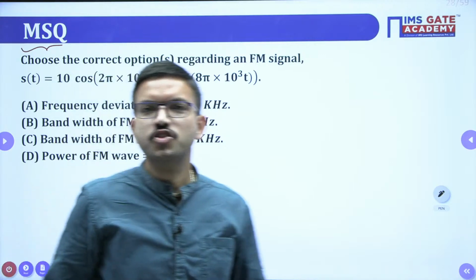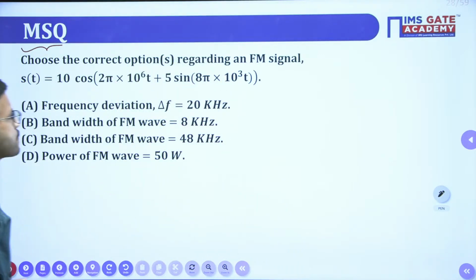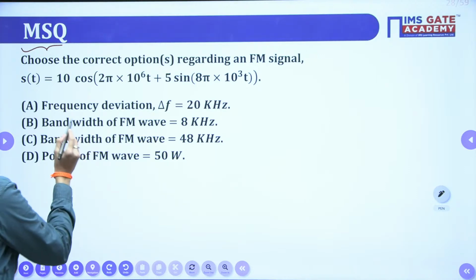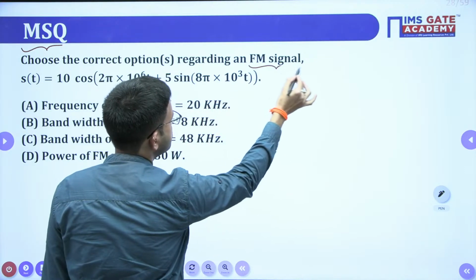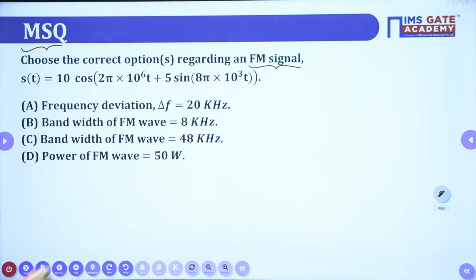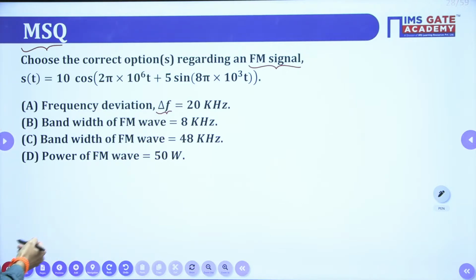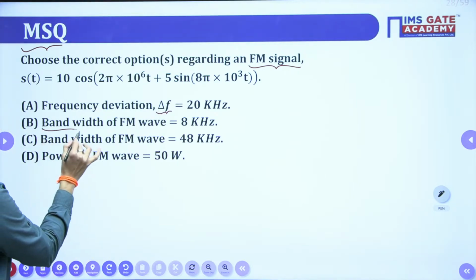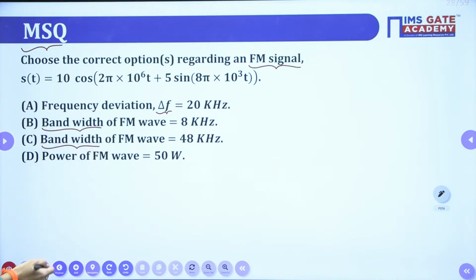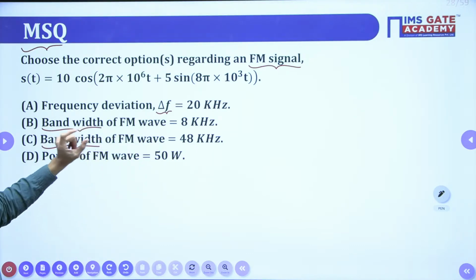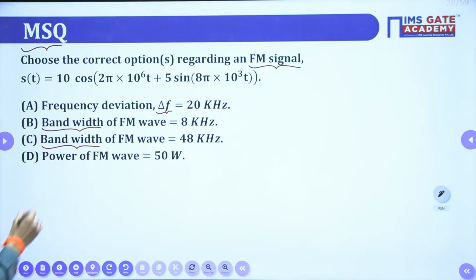Yes, very good, Tushar. So here they have given an FM signal expression like this, and for this FM signal they have given choices. If you observe the choices, in one choice you have the frequency deviation delta F, and in two choices you have bandwidth. Since you have two different values, obviously only one bandwidth will be correct. Another option is regarding the power of the FM signal.